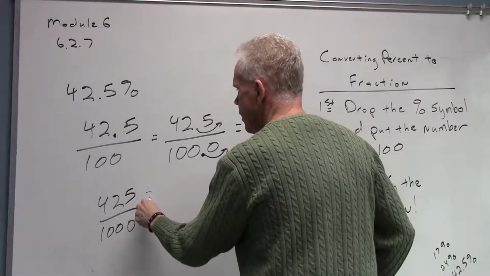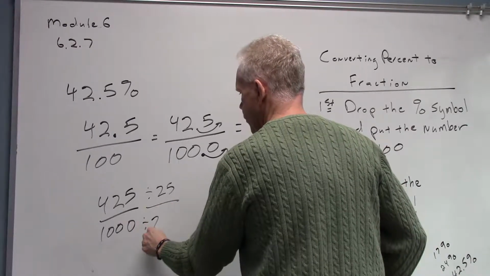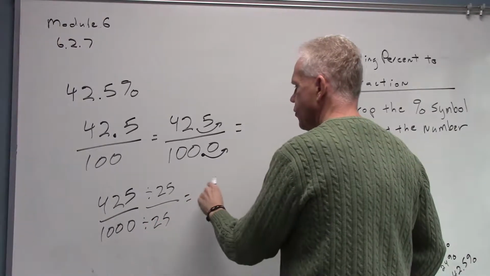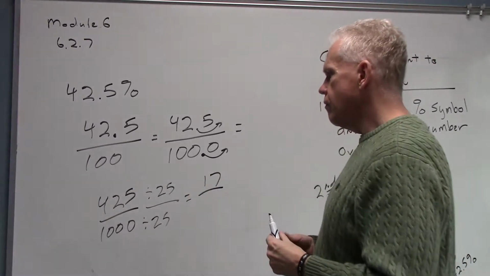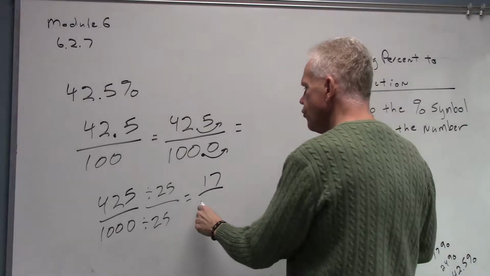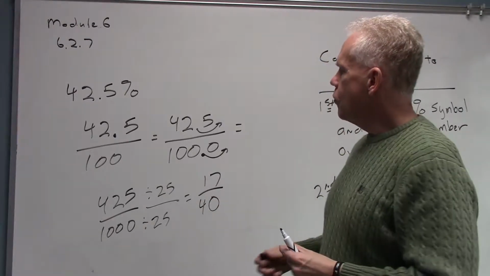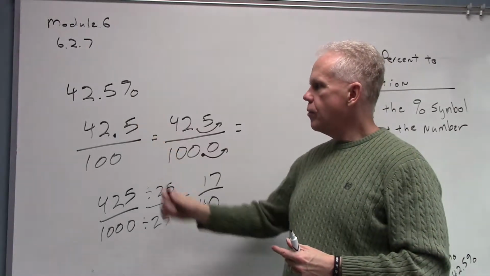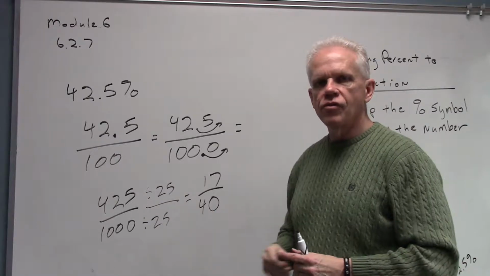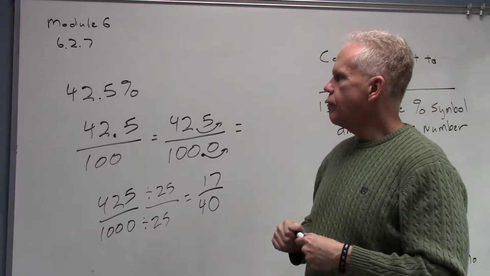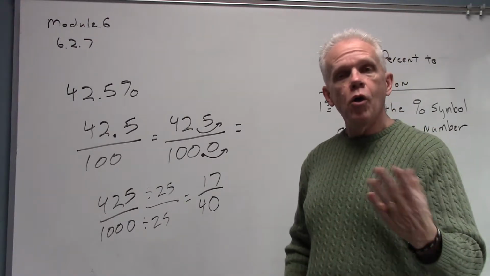So if I divide this by 25, and divide this by 25, I know the top is going to be 17. Now 1,000 divided by 25, I'm pretty sure, in fact I'm absolutely sure that's 40, and so we've reduced this down from 42.5% and set it up into a fraction, the fraction being 17 over 40 is the equivalent fraction for the percent that's listed. I hope that's helpful to you.